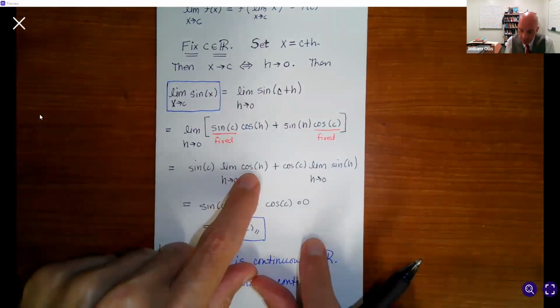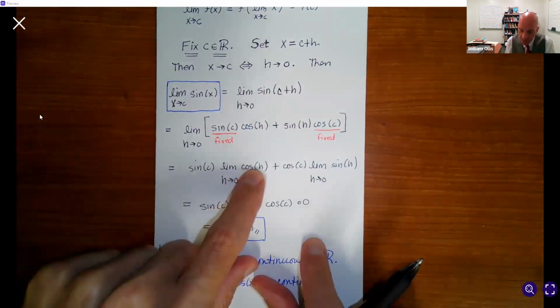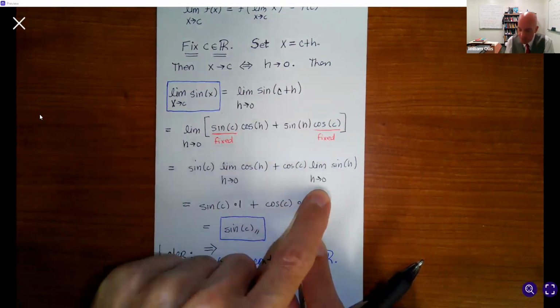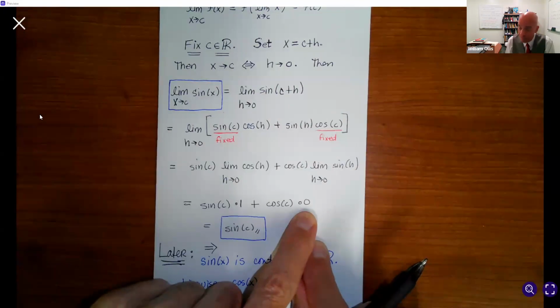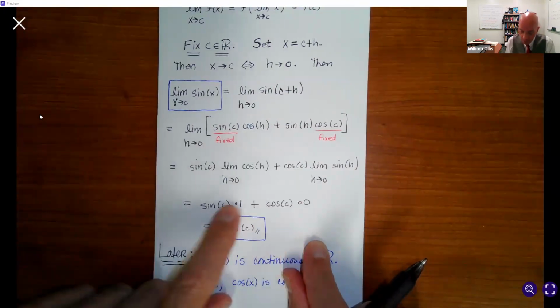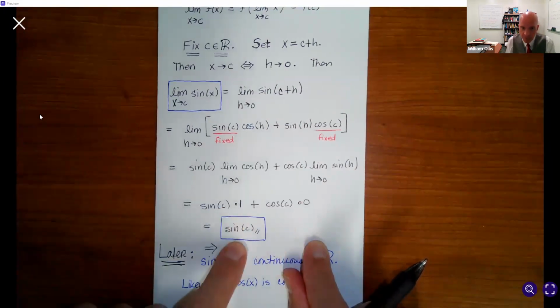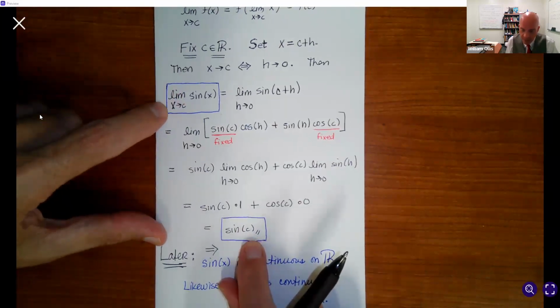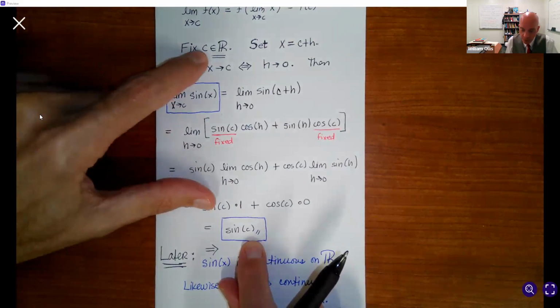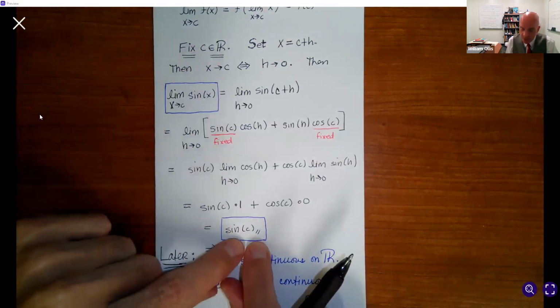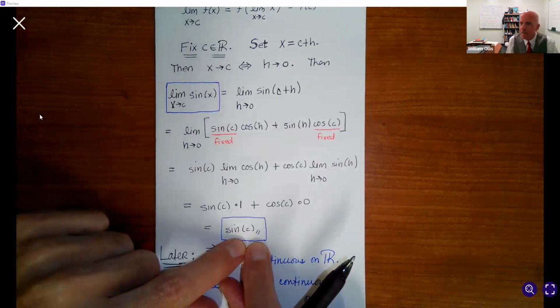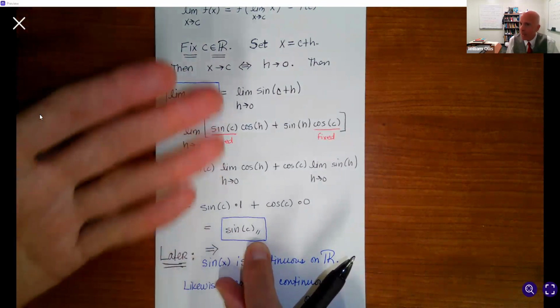So now, of course, the limit of cosine h as h approaches 0 is 1, and the limit of sine h as h approaches 0 is 0. Okay, so that zeros that term, but we're left with 1 times sine c, which is sine c. So now you see that the limit as x approaches c for any real number of sine x is just sine of c. So this again is direct evaluation. And there has to be something that is important about that.